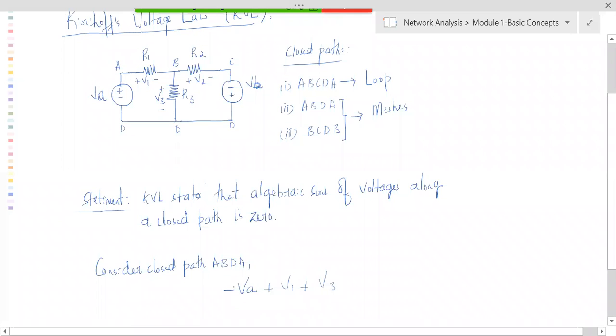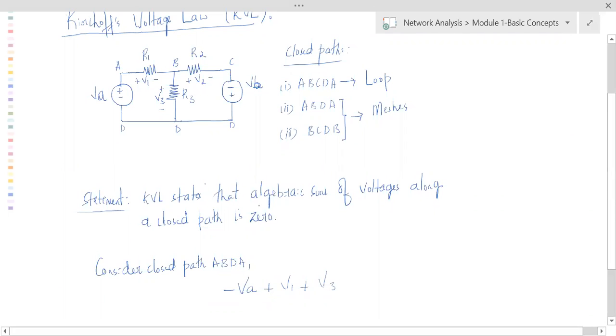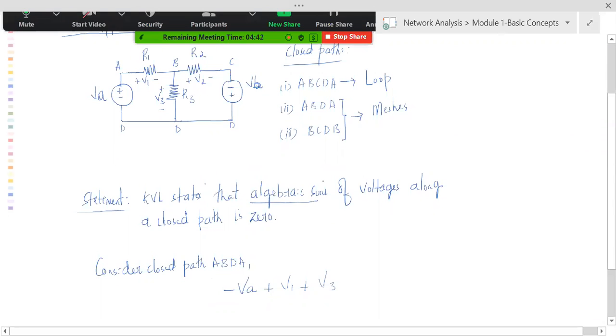So adding the negatives and positives is what is called the algebraic sum. Understand that? What is algebraic sum? The term algebraic sum is telling you that there are some positive voltages, there are some negative voltages. Negative voltages are considered negative and positive voltages are considered positive. That means we are adding both positives and negatives. That's why it is called the algebraic sum.